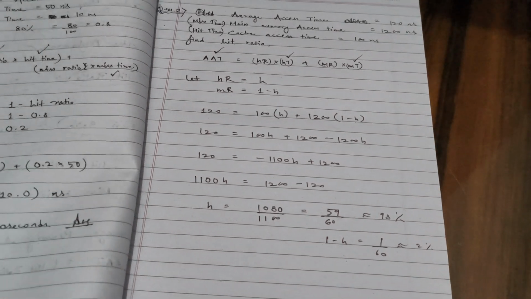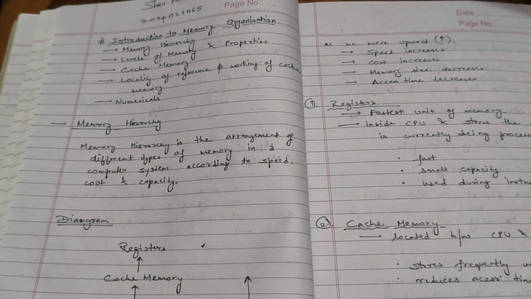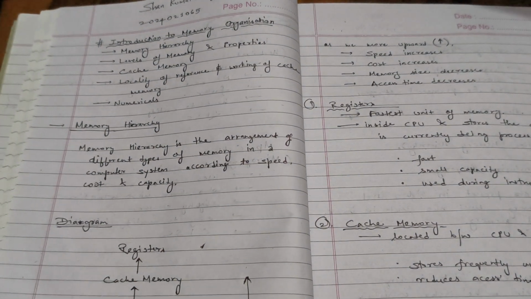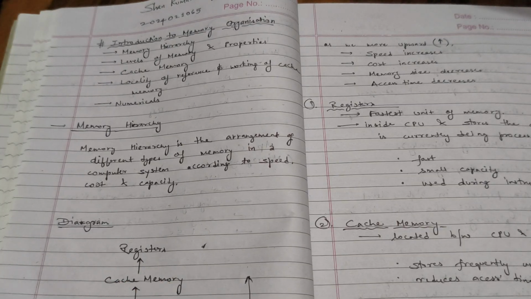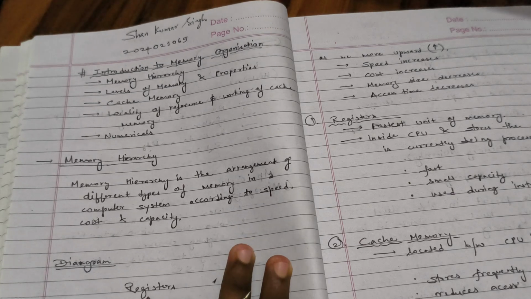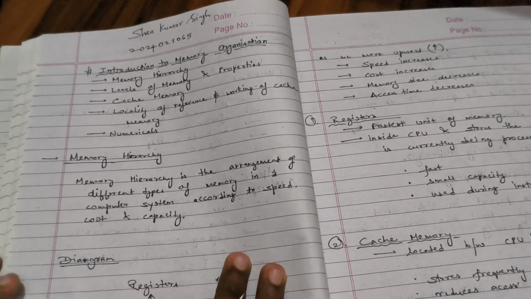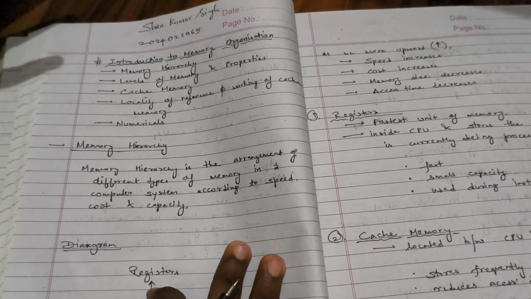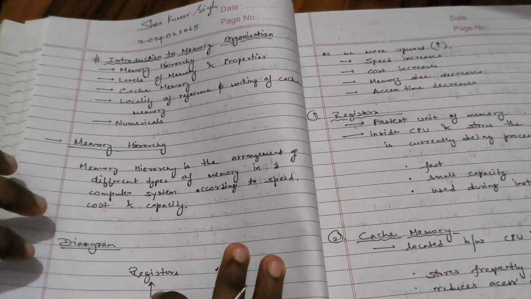So this was all from the second part of the assignment. We have discussed the different parts of the memory organization, the memory hierarchy, the levels of the memory hierarchy, the properties, and then we have discussed in detail the cache memory, locality of reference, how the cache memory works, some definitions as well as the formulas for the cache memory, and lastly we have completed our numericals.